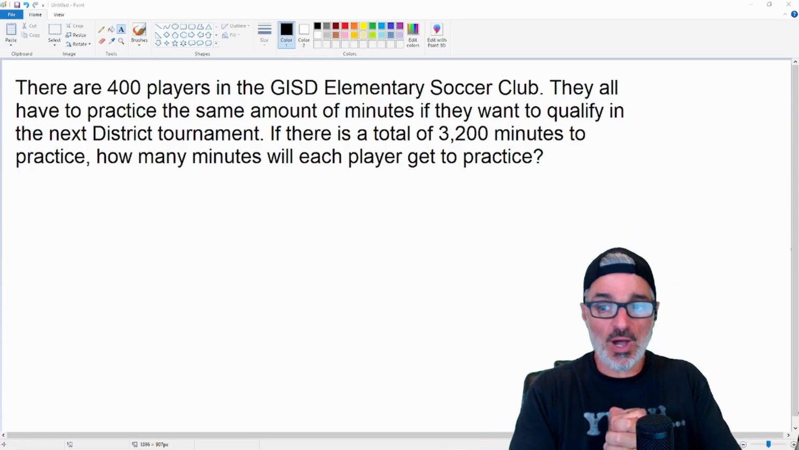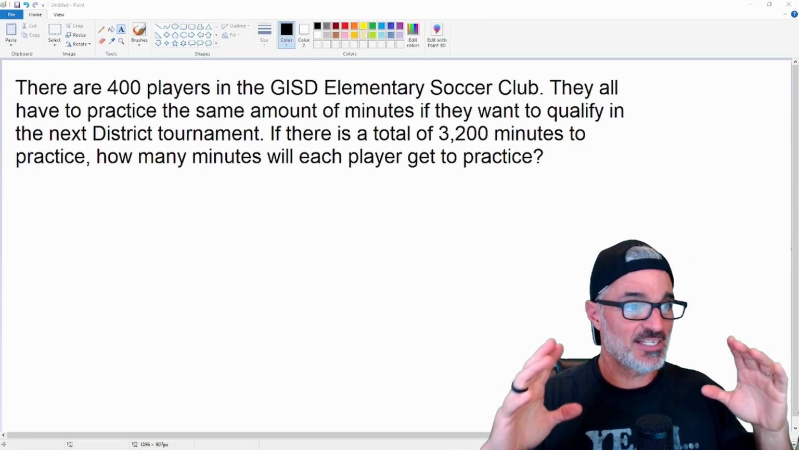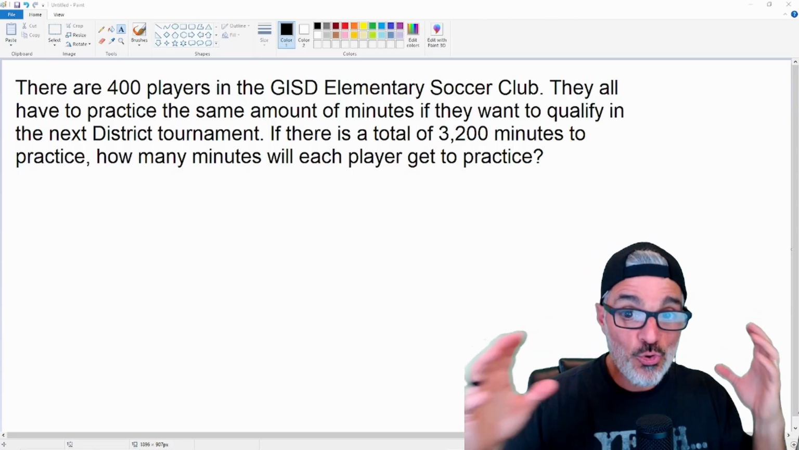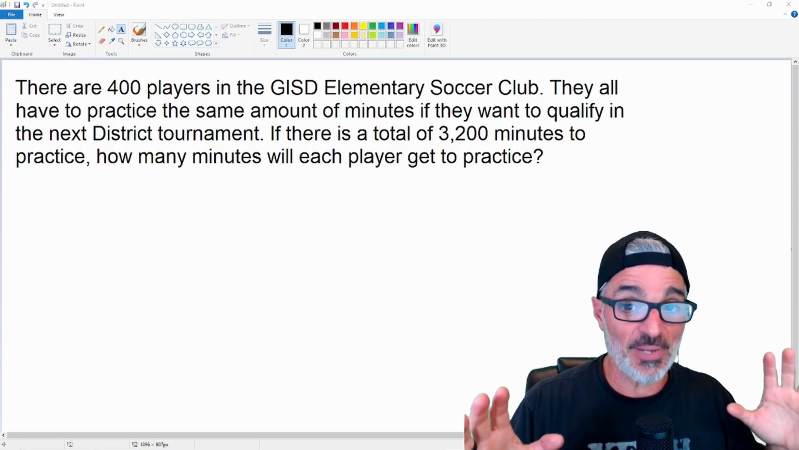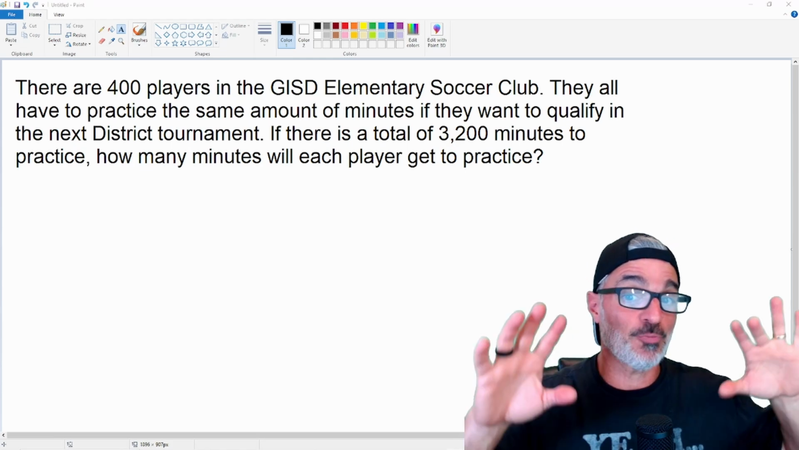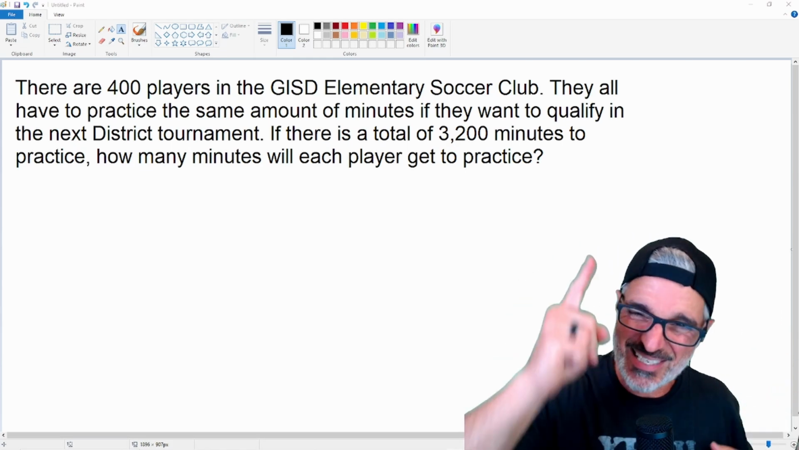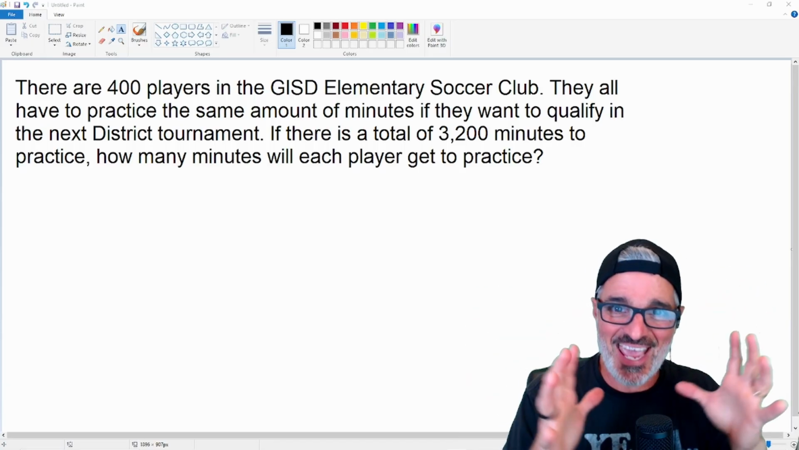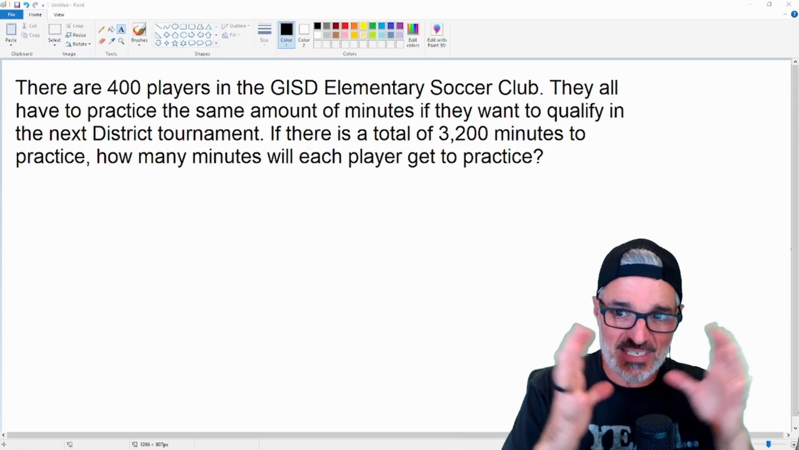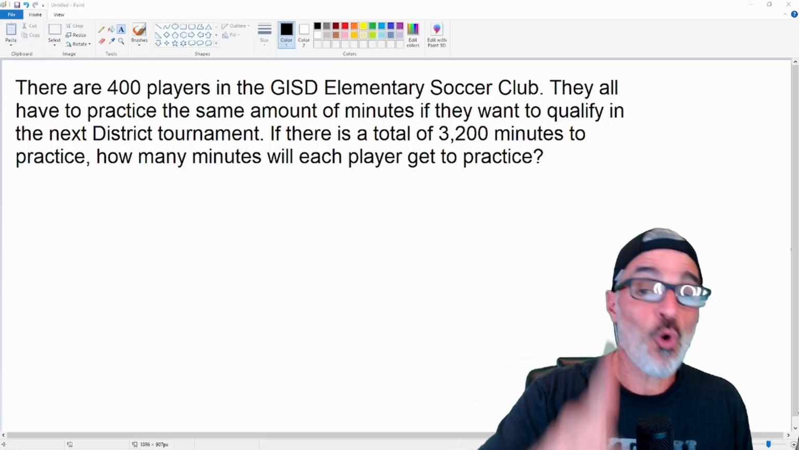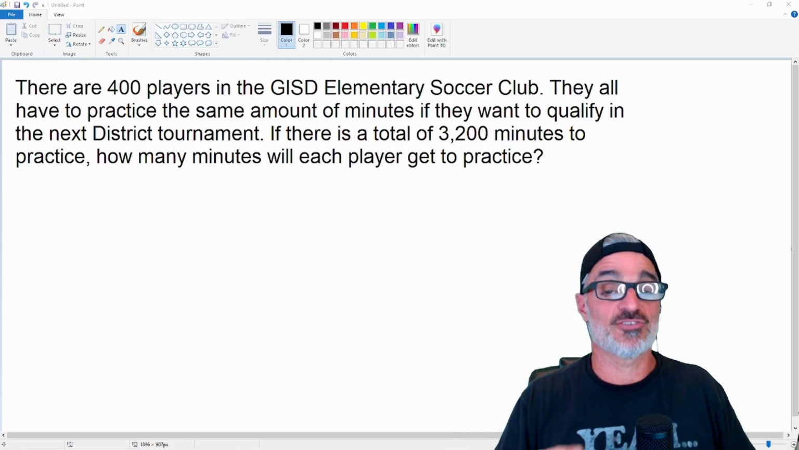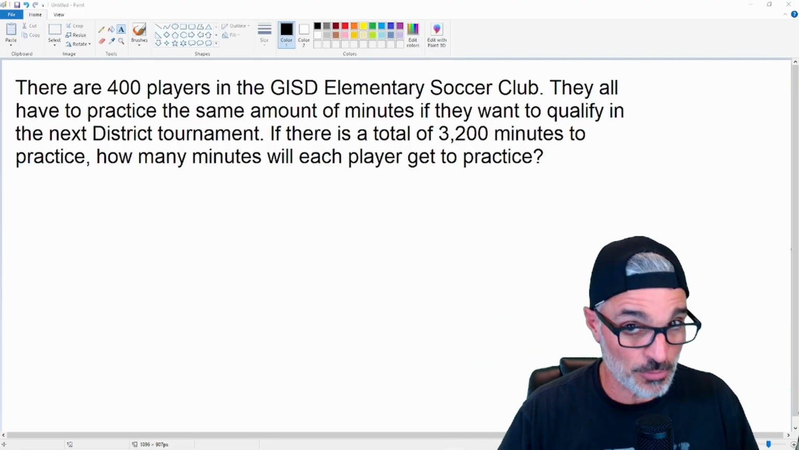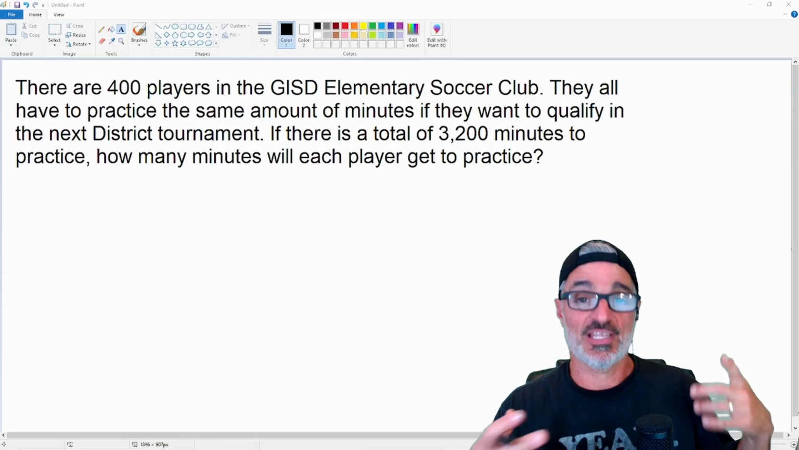Okay, so as you can see, this is a division problem because of two things. Number one, we notice that we are given the total, okay? It says there are 400 players in the GISD Elementary Soccer Club. They all have to practice the same amount of minutes. Boom, that's a clue. Each one has to practice the same amount. And then it says there is a total of 3,200 minutes to practice. So they are giving us the total. Remember that when they give us the total, that's a division problem. When they ask for the total, that's a multiplication problem.